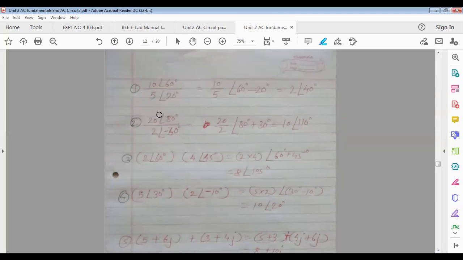See the first sum, for example. What is it? Is it a division? Yes, ma'am. Okay, so division. I told you for division and multiplication, terms must be in which form? Polar form. And for addition and subtraction, terms must be in rectangular form.